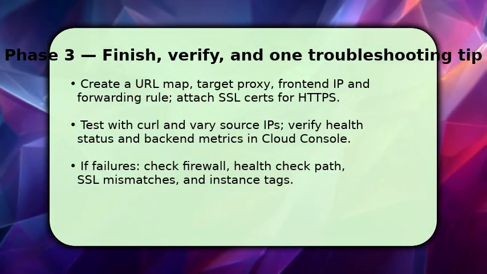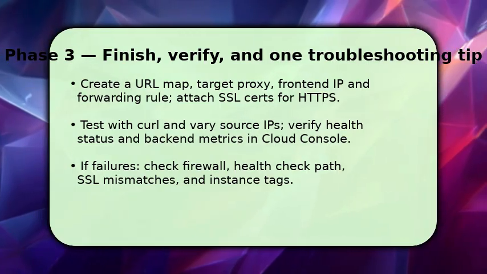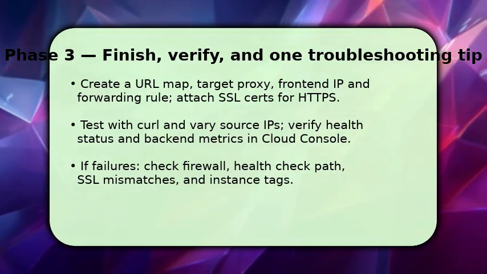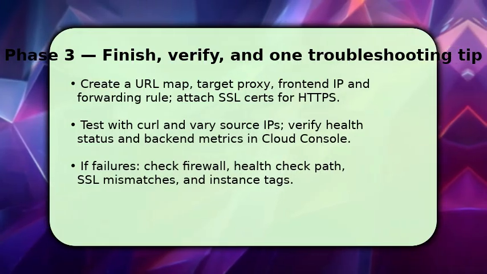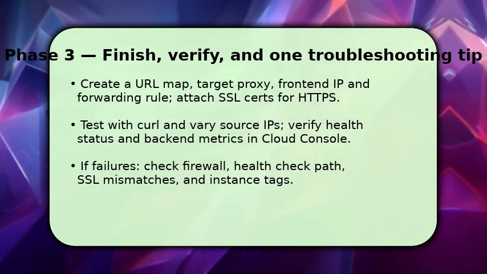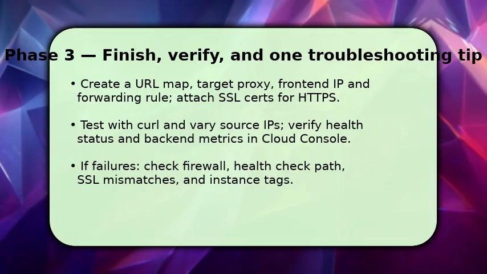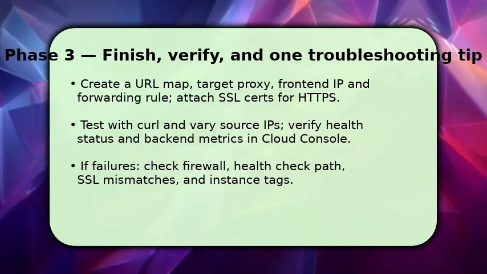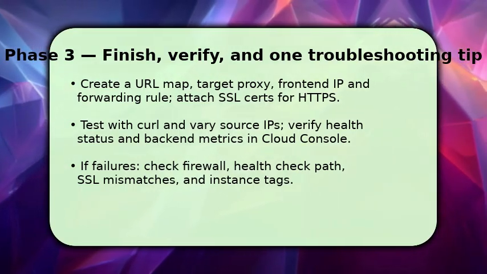Create a URL map for routing, configure a target proxy, bind the reserved IP with a forwarding rule, and attach SSL certificates for HTTPS so clients connect securely. Then test end-to-end with curl and browser checks while watching backend health and load metrics.